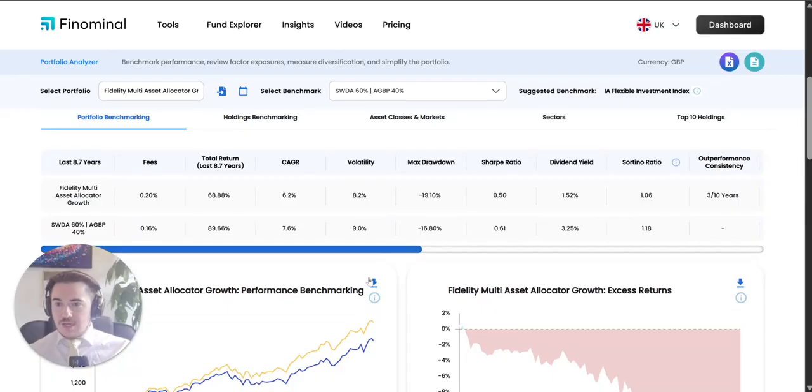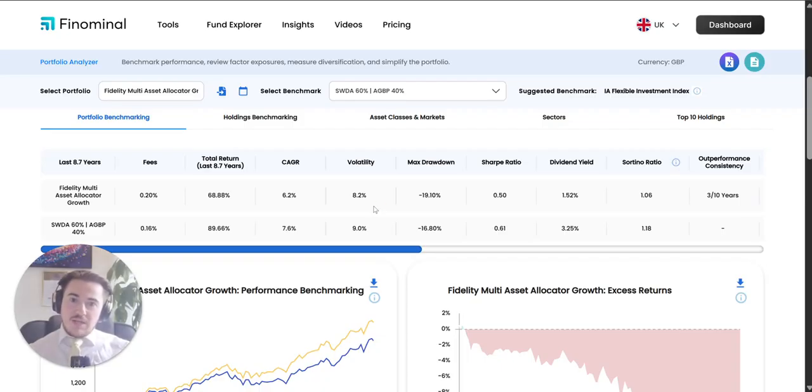But now we've noted the underlying holdings, let's continue with our portfolio benchmarking, where over the last 8.7 years, we can see total return has been less for the portfolio versus the benchmark at 68.88% for the portfolio versus 89.66% for the benchmark, which has given a CAGR of 6.2% for the portfolio versus 7.6% for the benchmark. Volatility has been slightly less for the portfolio at 8.2% versus that of the benchmark's 9%, though we have seen a deeper max drawdown for the portfolio at minus 19.1% versus the benchmark's minus 16.8%.